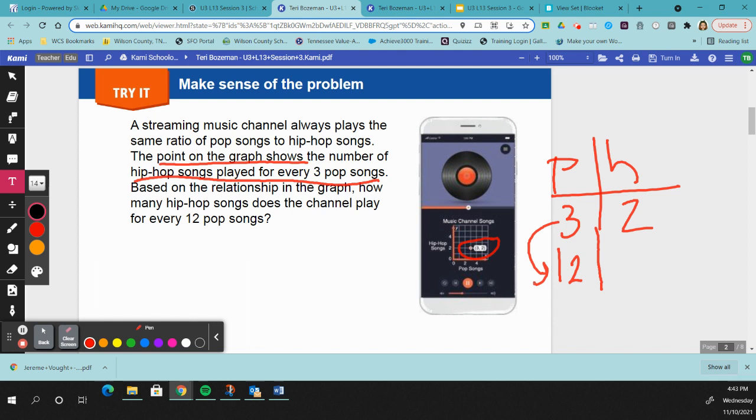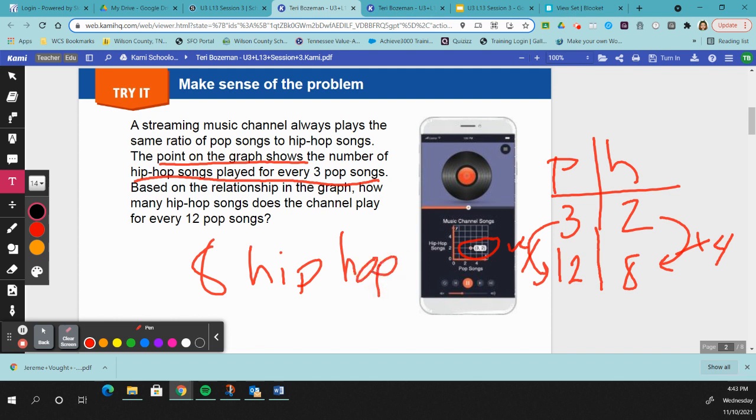So 3 times 4 would give me 12. So if I multiply by the same on the other side, times 4, 2 times 4 would give me 8. So 8 hip hop songs for every 12 pop songs. That is probably the most common way that students choose to find equivalency, is to figure out what you're multiplying or dividing by to get to the number that you're seeking.